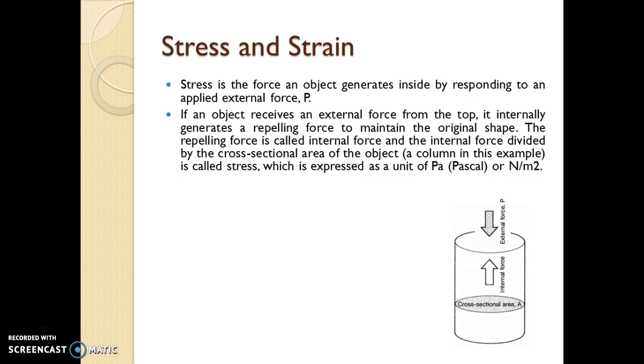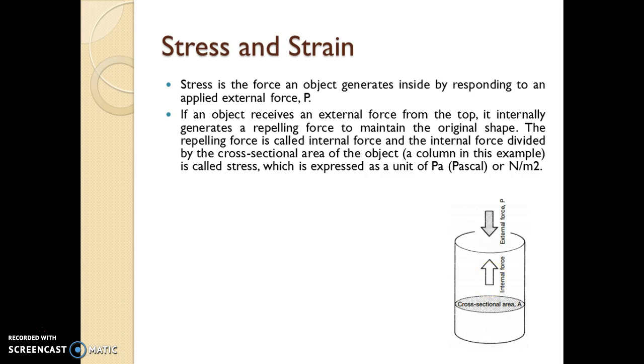Okay, so let's have a look at what is stress. For that, consider this column. This is external force in form of pressure that we are applying in this direction. When we apply such kind of force, an internal force is produced by the object itself, which opposes this external force. So if this object receives an external force from top, it internally generates a repelling force to maintain the original shape. This repelling force is called as internal force.